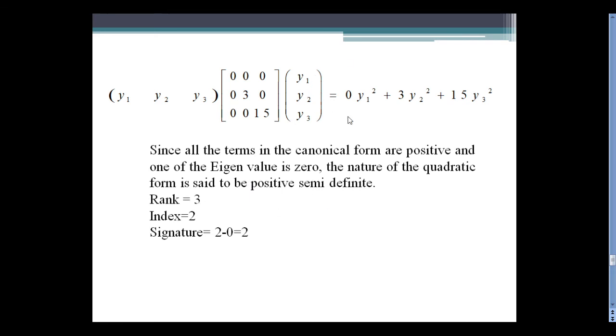And what is the rank of the matrix? How many values are we getting? 1, 2, 3. The rank is 3. And the index is the number of positive values, 3 and 15. Two positive values, index is 2. Then signature is the difference between the number of positive terms and negative terms. So we get 2 minus 0 is equal to 2.